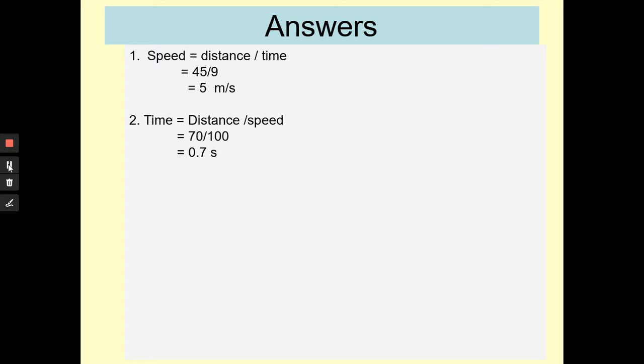Question 2, they asked you to calculate how long, so the time it took. And so in that case, time is distance divided by speed. Again, I've written the equation down I'm about to use. I then plug in the numbers, so my distance travelled was 70, my speed was 100 meters per second, and so the time it took was 0.7 seconds. But again, that unit there for seconds is critical.